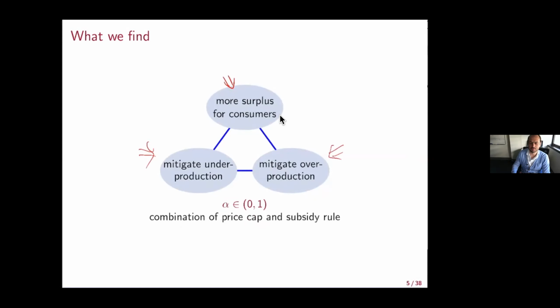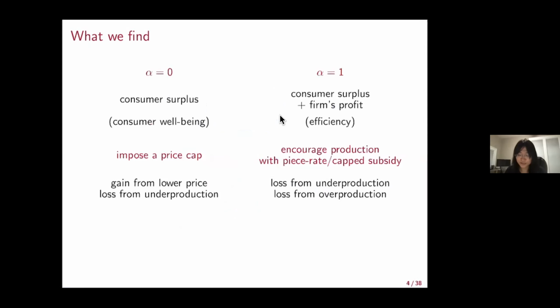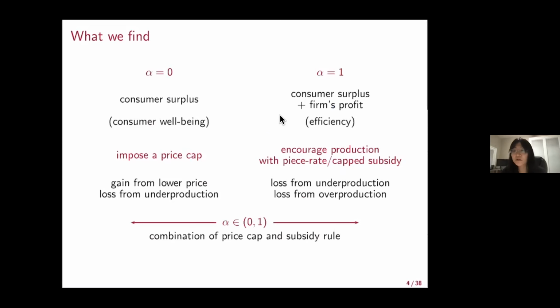Stupid question. Why not allow alpha to be greater than 1? This is related to the discussion about the public funds. If alpha is greater than 1, because here we don't assume any cost of public funds, the regulator would tax consumers and give all the money to the firm. So that's what happens.